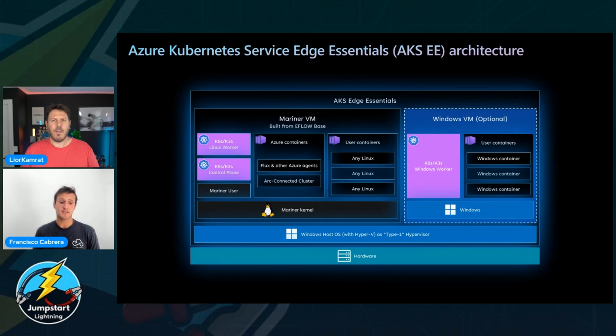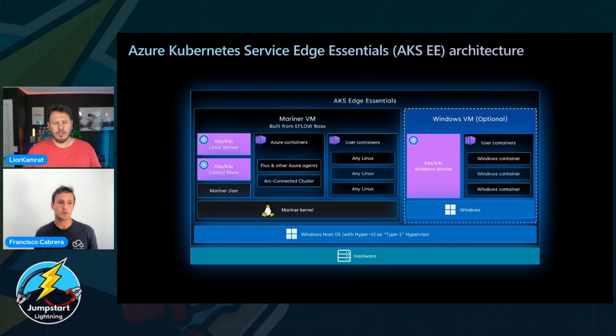AKS Edge Essentials sits on top of that Windows host, and basically you can run both a Linux node or a Windows node. The Windows node is optional. So in this diagram, on the left hand, we have our Linux node, which is currently a VM based on CBL Mariner. CBL Mariner is our own Linux distribution at Microsoft.